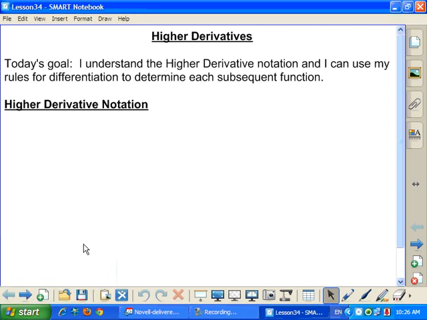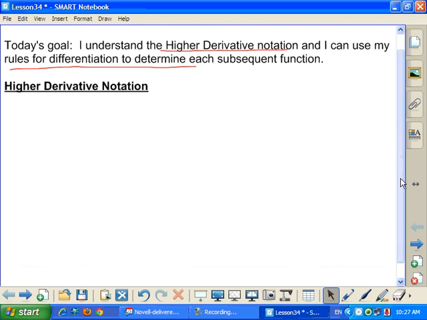We're looking at higher derivatives today. So what's the goal? I want you to understand what a higher derivative is and its notation. And then can you actually apply the rules to differentiate different equations? So we're still using our power rule, product rule, quotient rule, chain rule, implicit differentiation. We're just going through and doing it for higher derivatives.